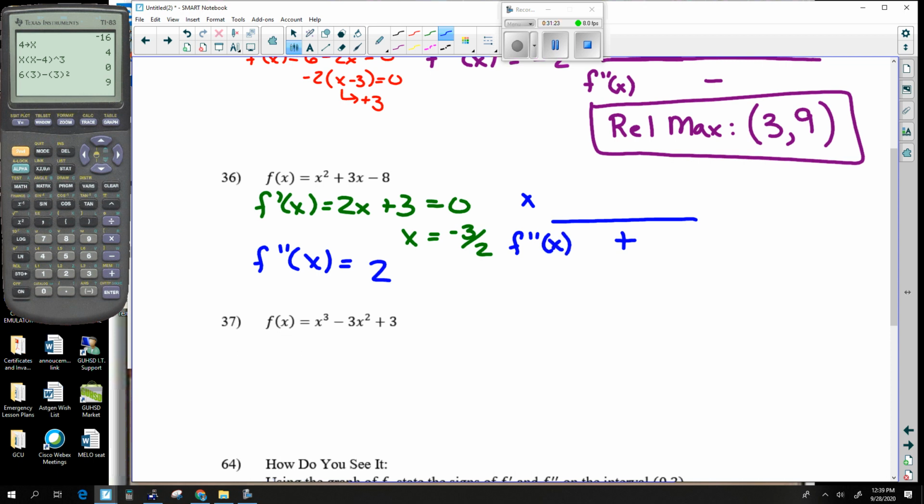That means it's always concave up. We're kind of drawing a picture of what this means. It means it's always concave up. So if I have a critical value on here, that is implying that that value is going to be a minimum. Again, look at the picture. And so this implies that there is going to be a relative minimum at -3/2.